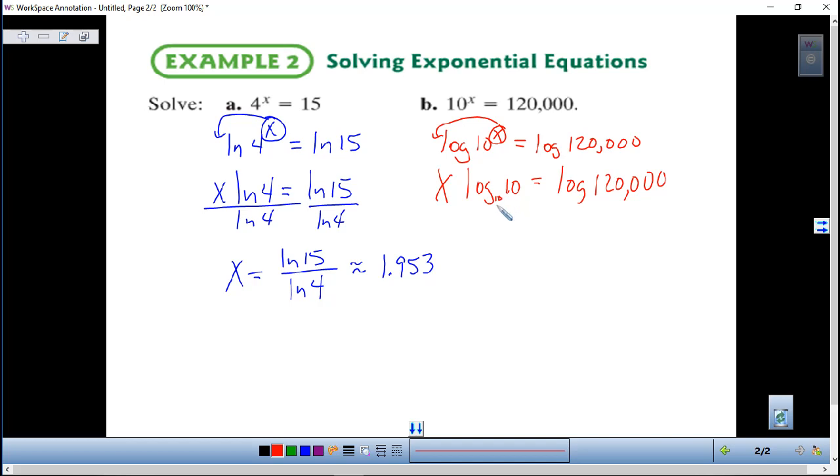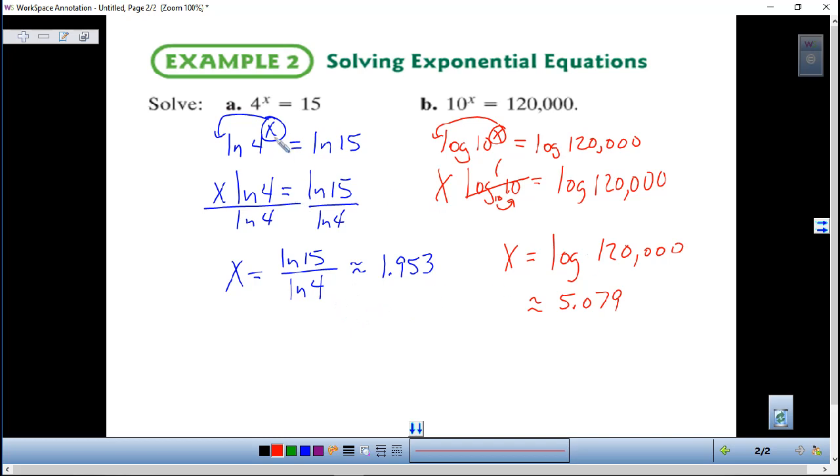Remember, it's 10 to what power gives you 10? So that's going to be 1. So x is equal to the common log of 120,000. Now, guys, you could also have used the natural logs as well. Let me get you an approximate answer on this. You get the log of 120,000. It's 5.079.